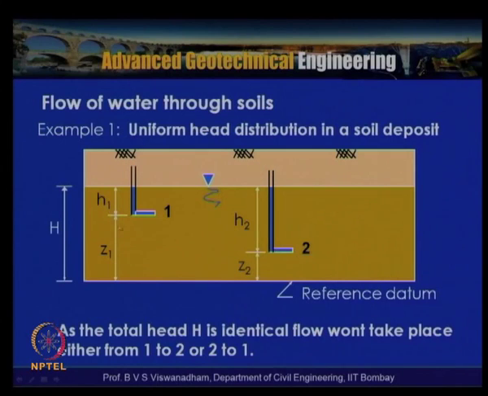Here H1 plus Z1 is equal to H2 plus Z2 is equal to H, and the total head difference is actually 0. So though there is a difference in the pressure heads measured here, flow will not take place either from 1 to 2 or from 2 to 1.